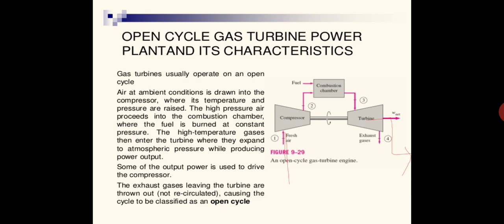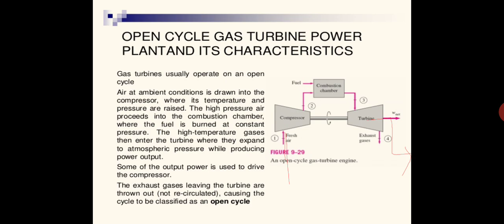Air at ambient conditions is drawn into the compressor, where its temperature and pressure are raised. The high pressure air proceeds into the combustion chamber where the fuel is burned at constant pressure. The high temperature gas then enters the turbine where it expands to atmospheric pressure while producing the power output. So finally the output from the turbine is air at atmospheric pressure, so that we will have the maximum power output. So that hot gas is directly discharged into the atmosphere.